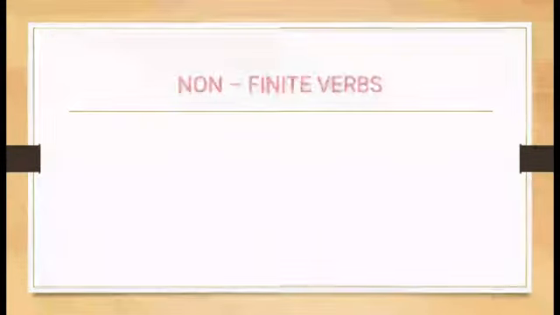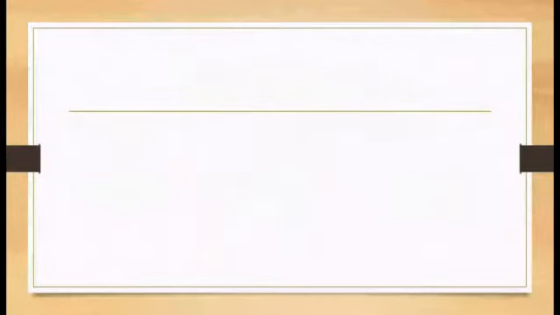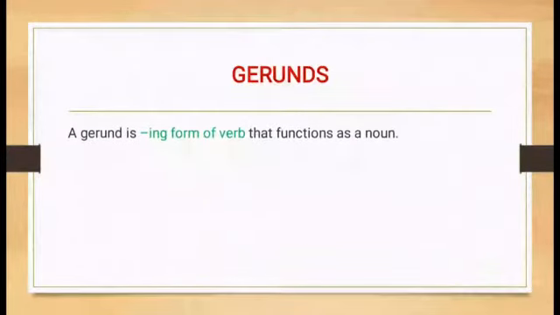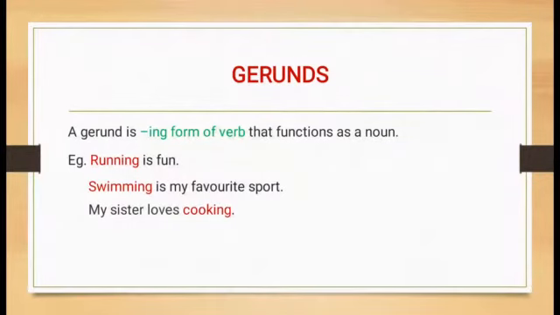There are three types of non-finite verbs: gerunds, infinitives and participles. Let's understand them one by one. First of all, let us talk about gerunds. A gerund is an ing form of a verb that functions as a noun. Now, it is very easy to identify a gerund in a sentence. Let's understand gerunds with the help of these three examples.